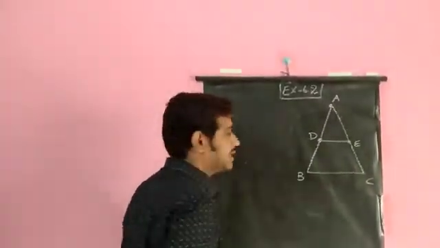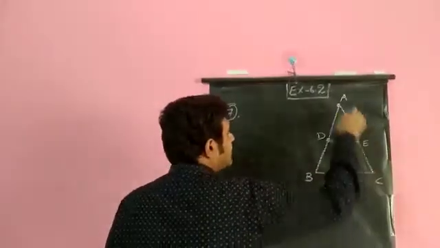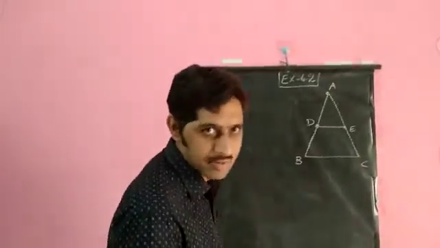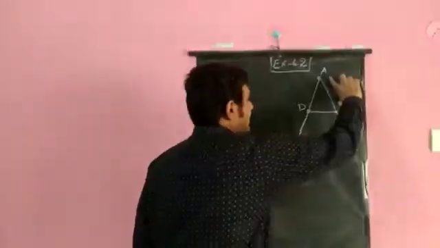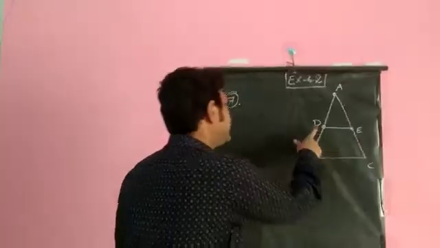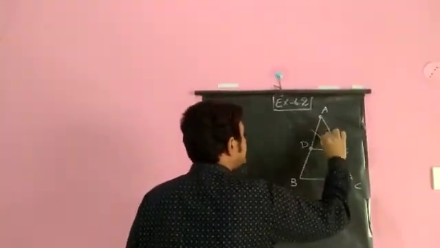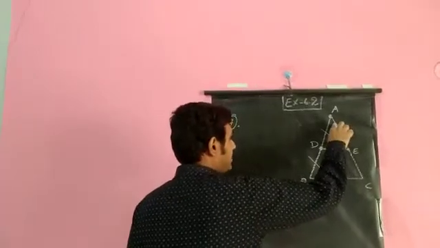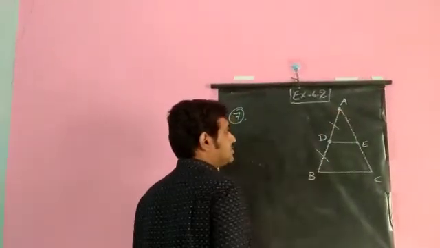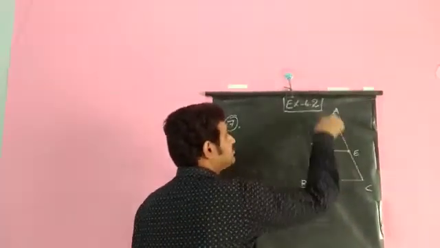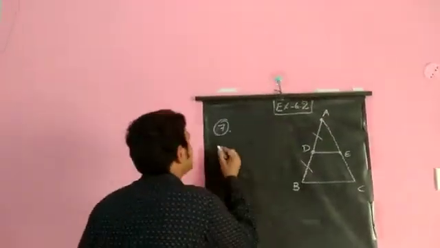So we need to prove that it bisects the third side. That means this line is bisecting AC. Bisecting means dividing it into two equal halves. So if I prove that AE equals EC, that will be done. Since D is the midpoint of side AB, this AD is equal to DB. If I prove that AE equals EC, then I can say that the side AC is bisected.